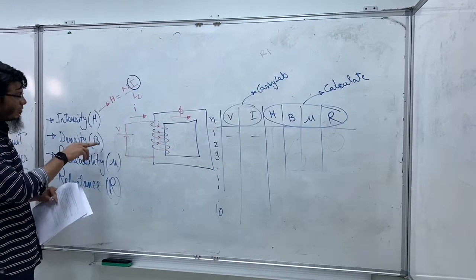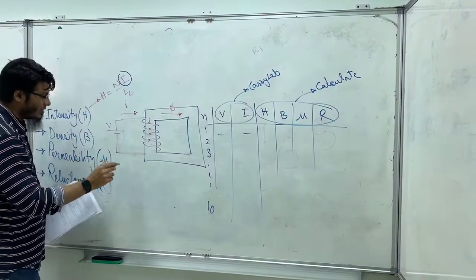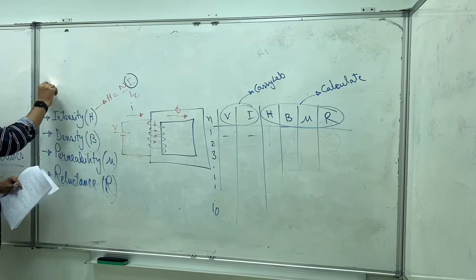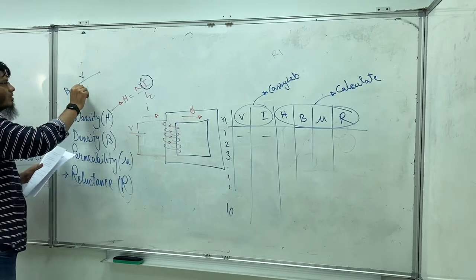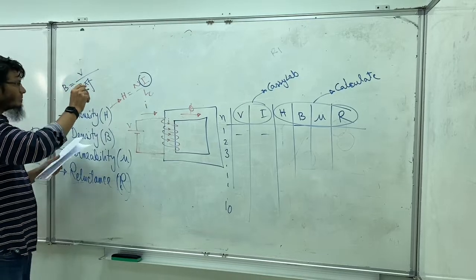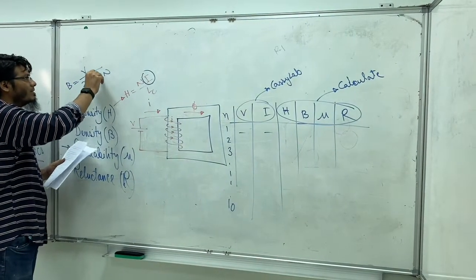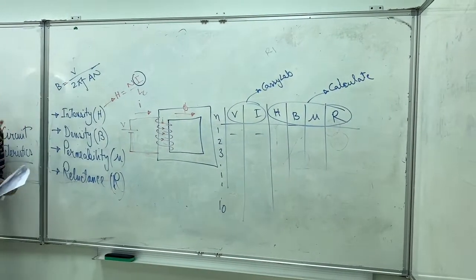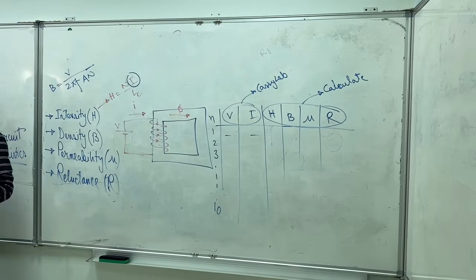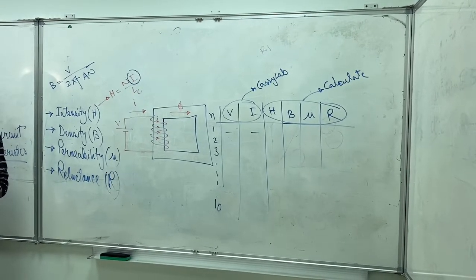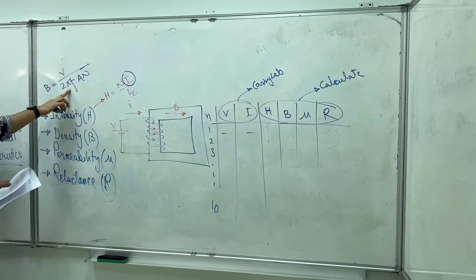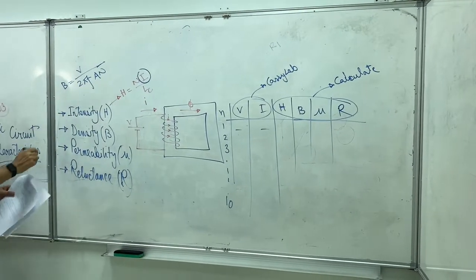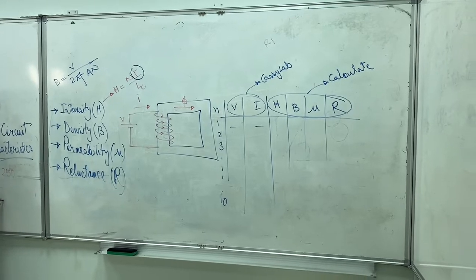What is the formula for B? Let me write the formula for B. This is the formula for B: B equals V divided by 2 pi F N A. Actually, this formula comes from some basic formulas we have already discussed in the lecture class. I can give you details later. So 2 pi is 3.1416. F is the frequency. What is the frequency?